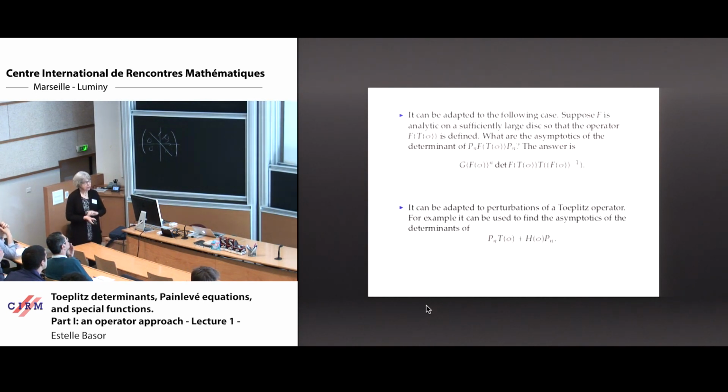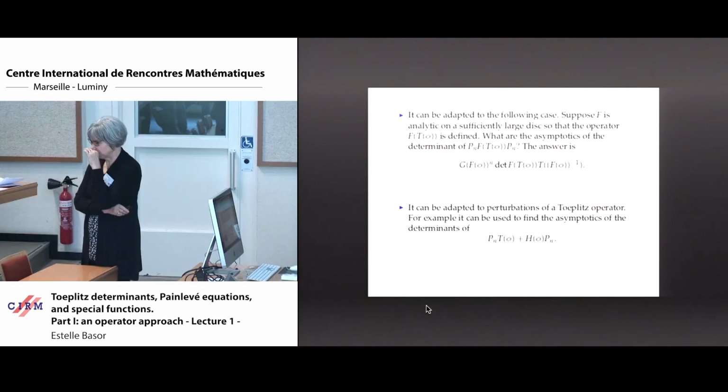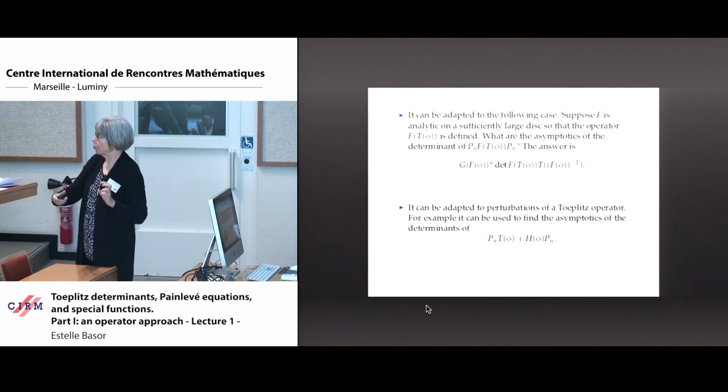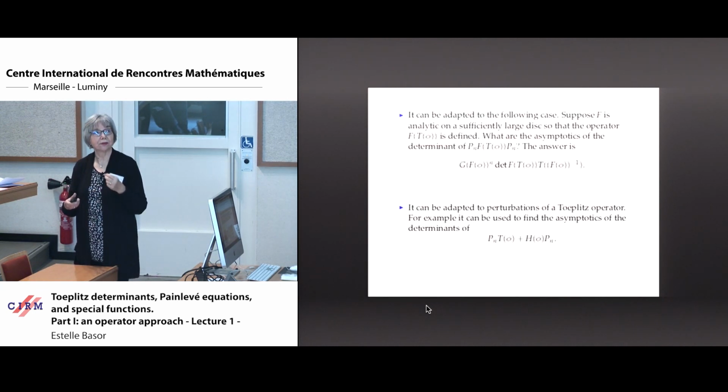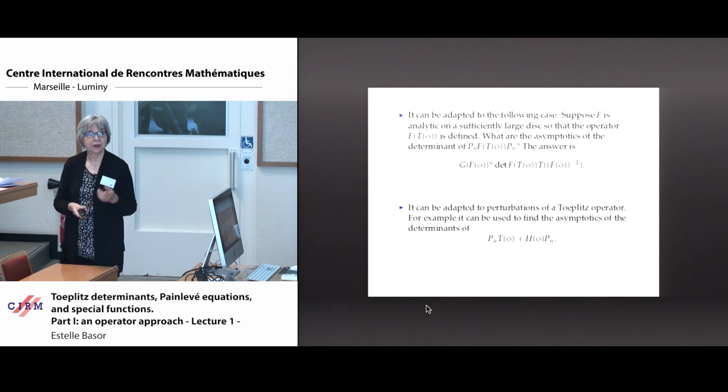So it can also be adapted to this case, and this is actually sort of new. If you take your Toeplitz matrix, and you have an analytic function defined on a disk that's as large as the infinity norm of the function, then you can take f of T of phi and truncate that operator. I have no idea what the matrix representation looks like, but you can ask about the asymptotics of its determinant. And you can do the same proof, and here's the answer.